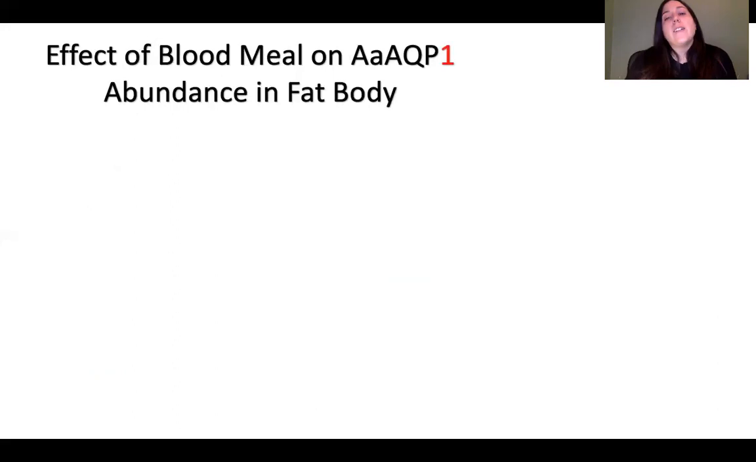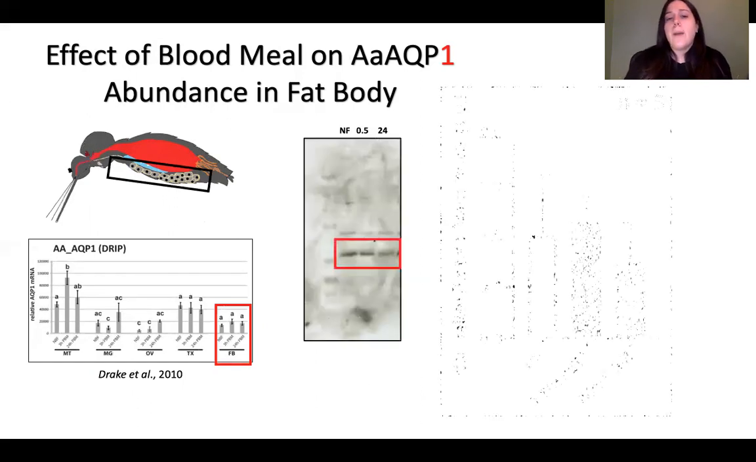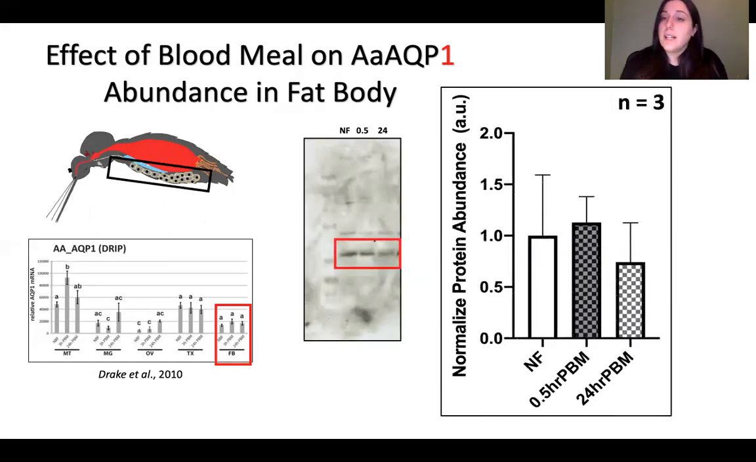Then if we look at the effect of the blood meal on Aquaporin 1 abundance in the fat body, based on this research as well, Drake and colleagues did not find any significant differences in mRNA levels with a blood meal. So now analyzing these bands here, we also see no significant changes in the post-blood meal groups.